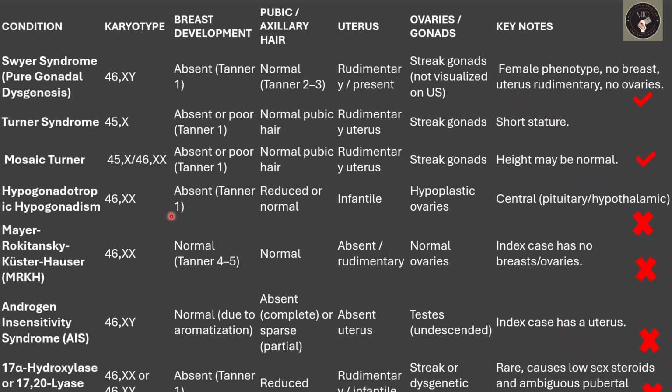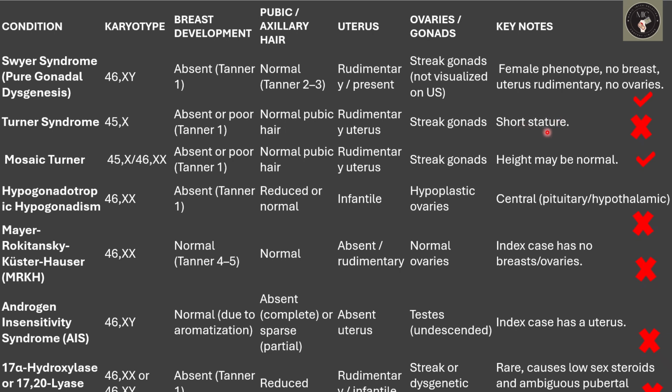Is it possible that it is a central problem of hypogonadotropic hypogonadism? It's unlikely, because here the ovaries were not seen at all. Although of course the uterus can be infantile here, but not rudimentary or hypoplastic. So this is an unlikely differential diagnosis. What about Turner syndrome? It's unlikely. Why? Because Turner syndrome is almost always associated with short stature. This patient was 1.6 meters. So it's unlikely to be a case of Turner's.